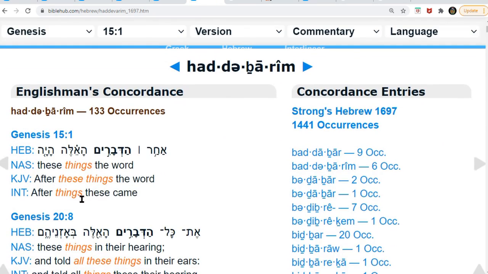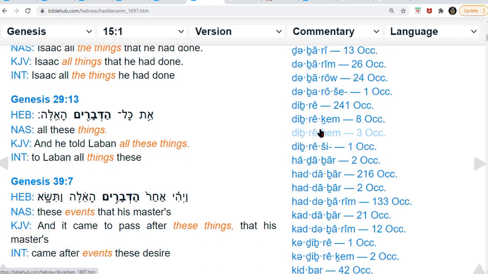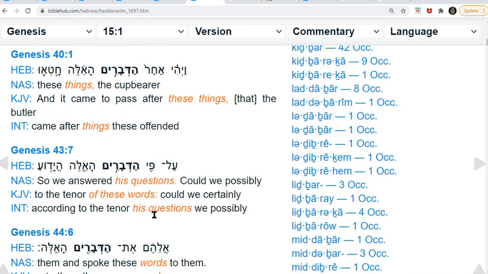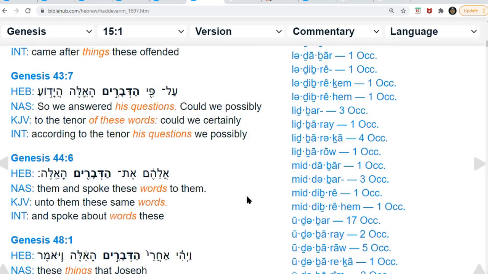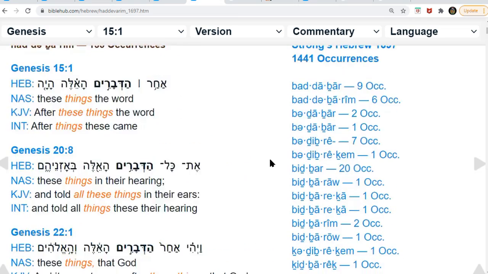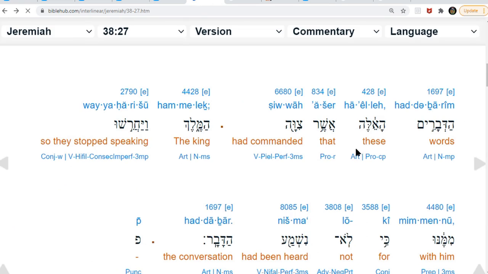Most of the time it's just things, and then it's a whole list of these words, all the divers that's in here. Sometimes it's events, and sometimes it's questions. They make all this up as they go along, trying to fit the King James. But it's going to blow your mind what this really says.